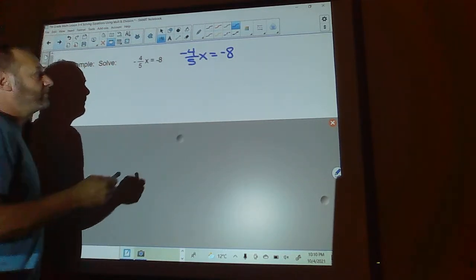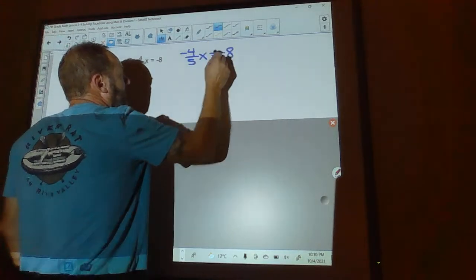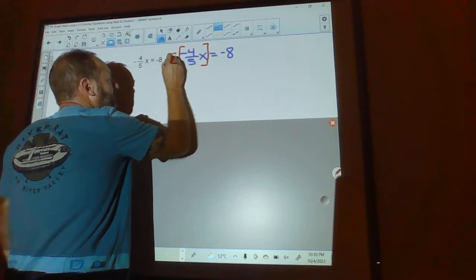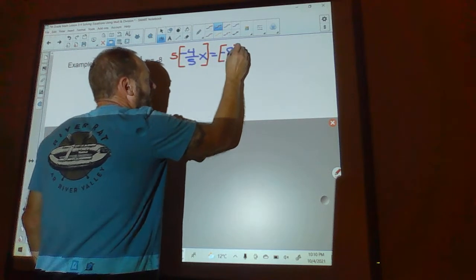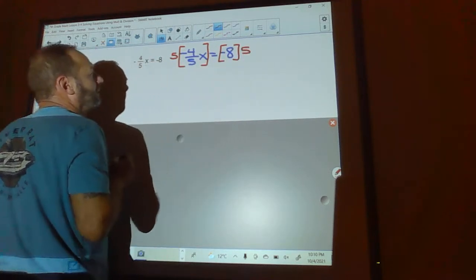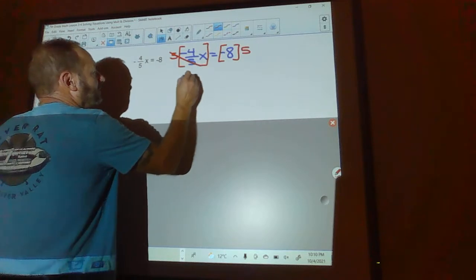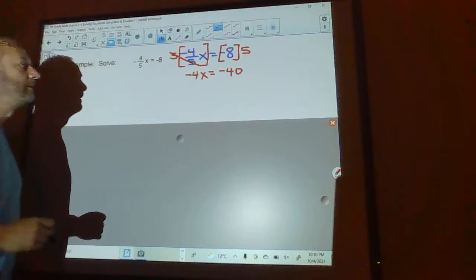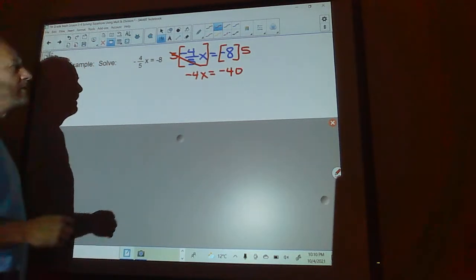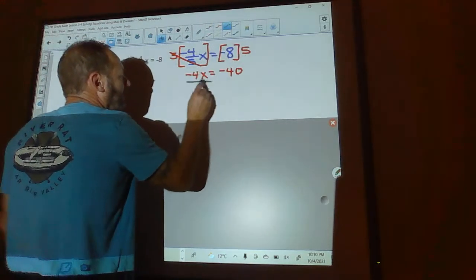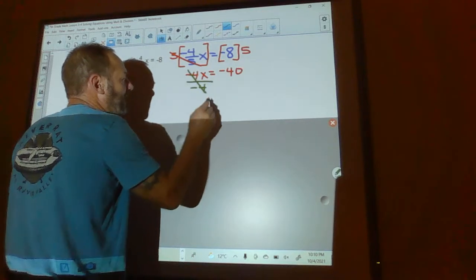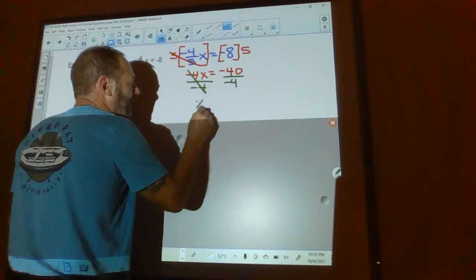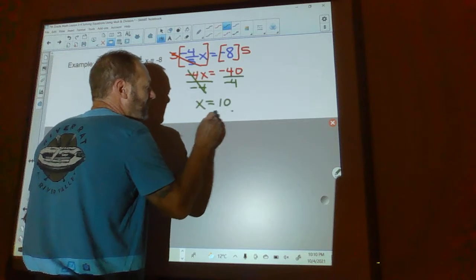So I want to undo all that. The first thing I could do is multiply both sides by 5. That's going to cancel here and leave me with negative 4x equals negative 40. And now I'm going to divide by negative 4 to make that go away. Do unto one side as you do unto the other. So that leaves me with x equals 10.